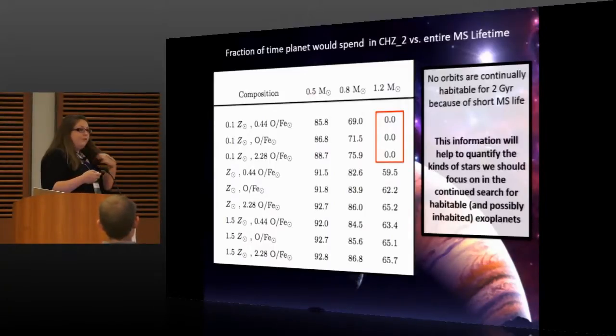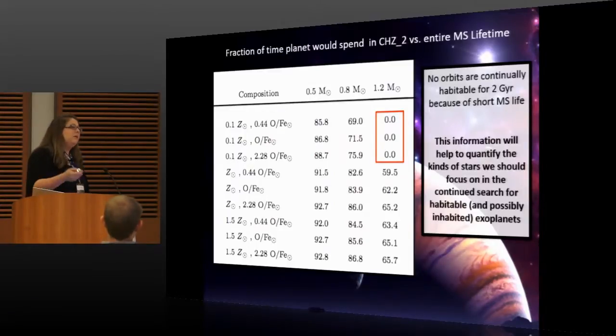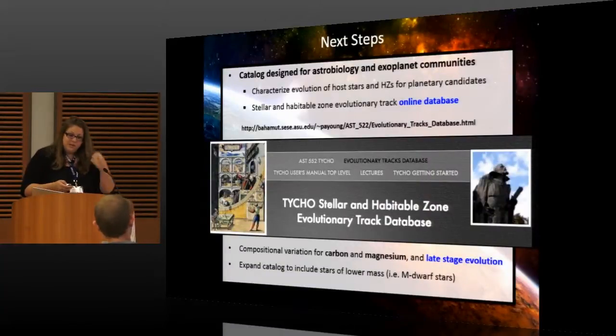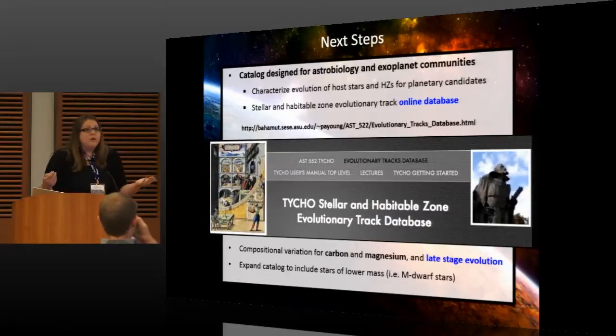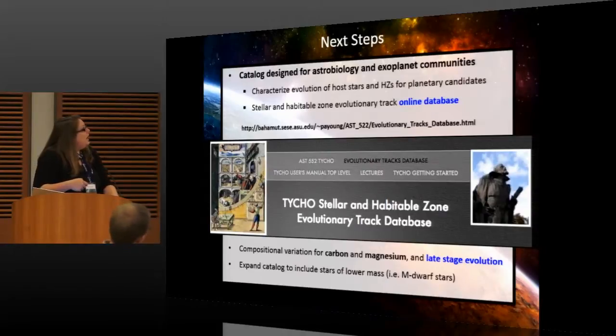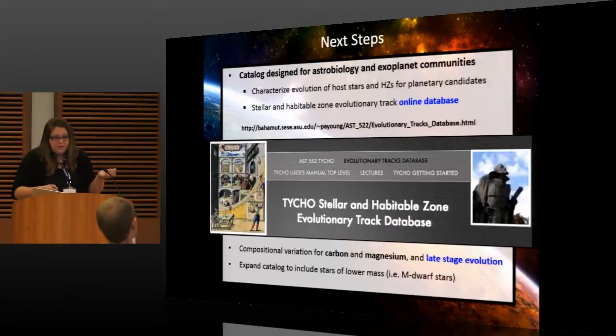And it's going to help further quantify what kinds of stars we should actually focus on in the future with upcoming missions, to try to look at planets and search for possibly inhabited exoplanets. So my next steps are basically just creating more data points to put in this catalog. We've made this catalog available online, and you can basically go on and put whatever tracks you want, and it'll interpolate different masses or different compositions and give you a habitable zone based on whatever input parameters you want.